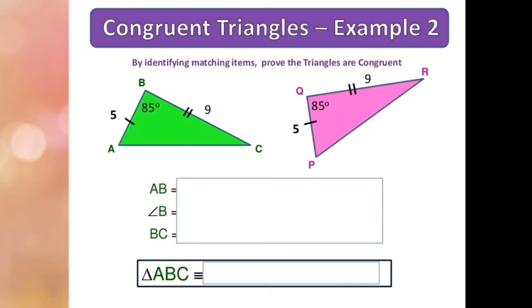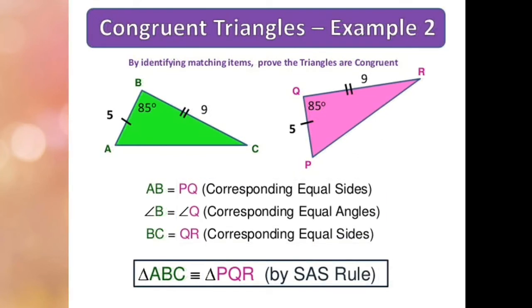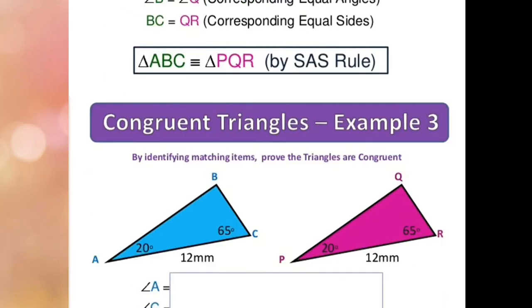And of course, angle B is equal to what? BC is equal to what? Okay, answer. So, AB is equal to PQ by corresponding equal sides. Angle B is equal to angle Q by corresponding angles. BC is equal to QR by corresponding equal sides. Therefore, triangle ABC is congruent to triangle PQR by SAS rule or side angle side rule.